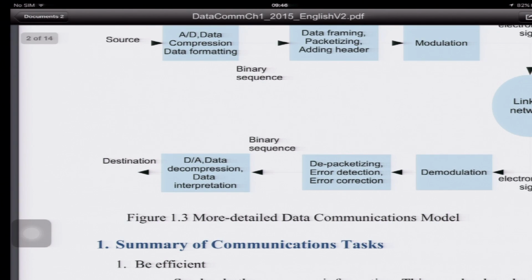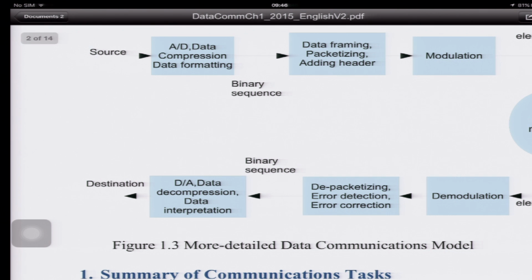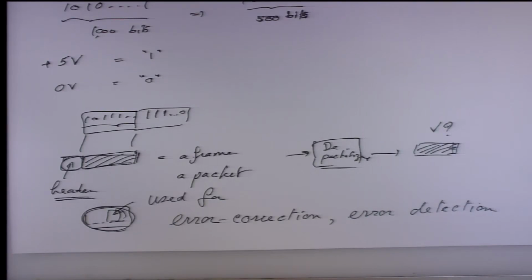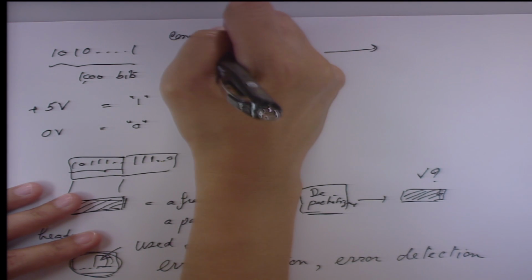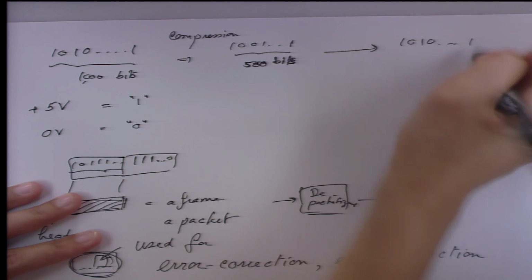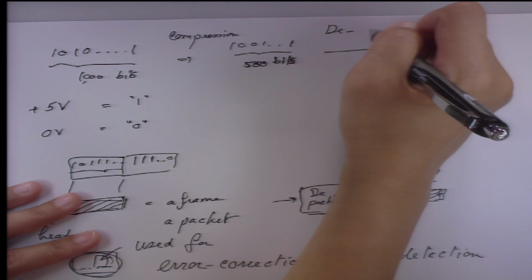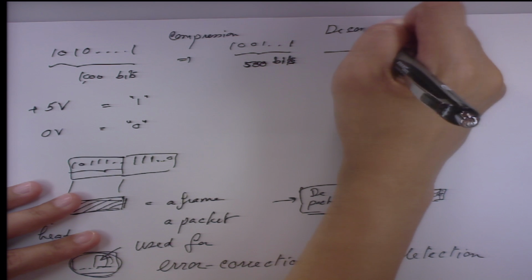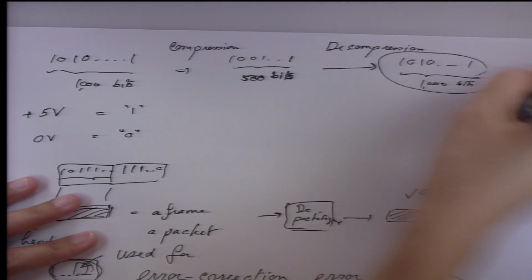After this, you have a binary sequence, and you have to interpret the data. If you have compressed the data, for example if you have 1,000 bits and you put it into 500 bits by doing the compression, you have to take it back to 1,000 bits. This is the decompression, to get the original back.